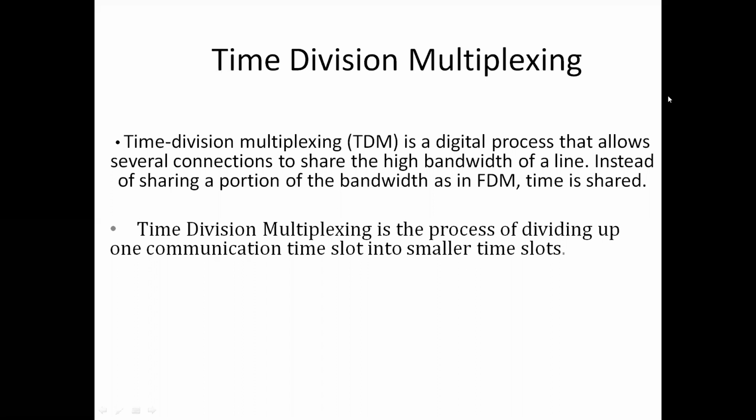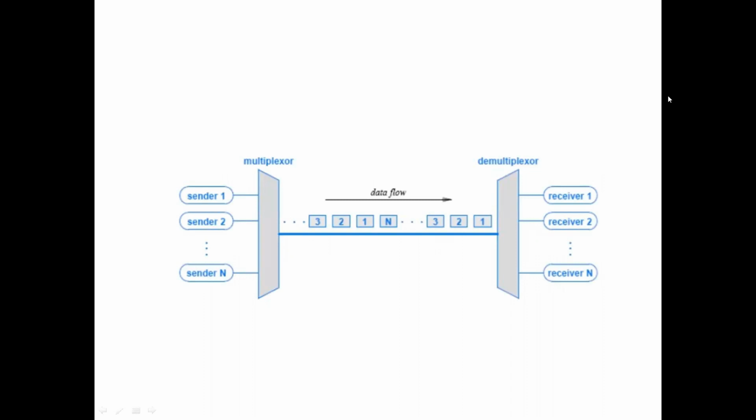What we do is divide up one communication time slot into smaller time slots, and there are various modes or methods for doing that. This is a typical time division multiplexing scenario where there is a multiplexer and several senders. The data flows sequentially, and at the demultiplexer, the receivers are there to receive them sequentially.